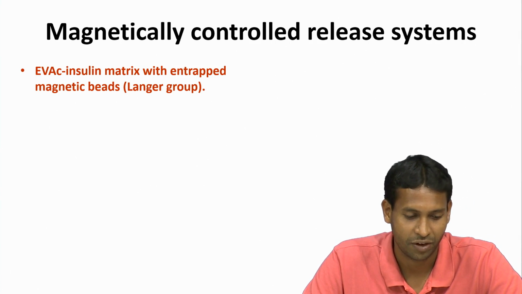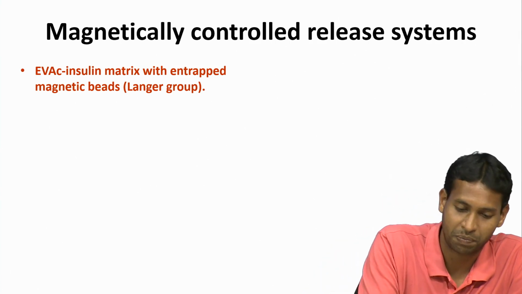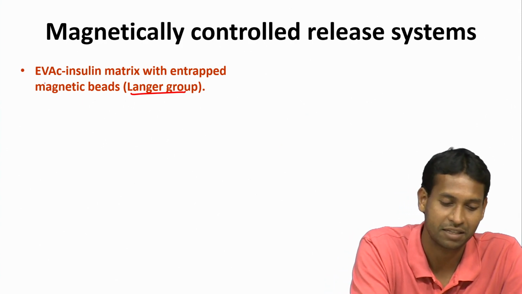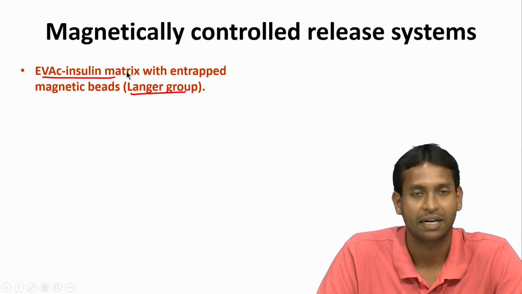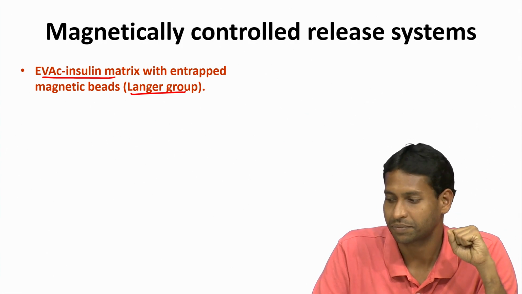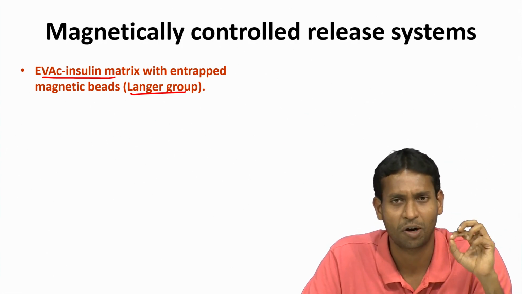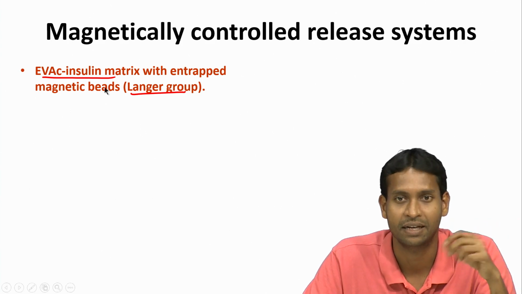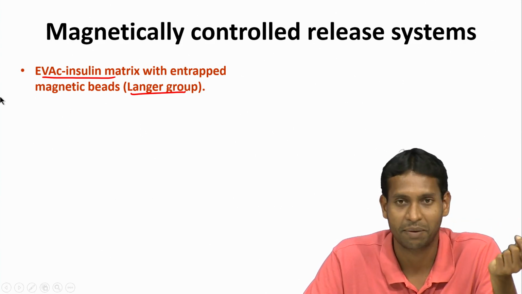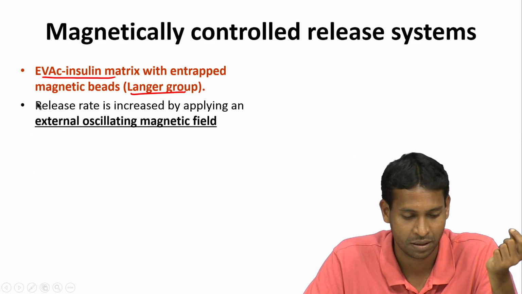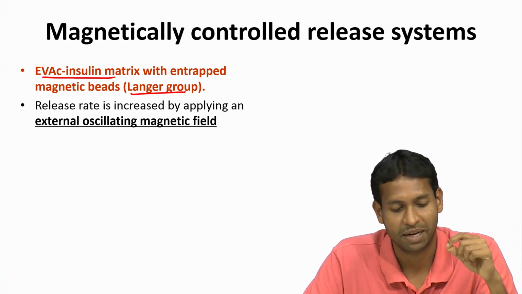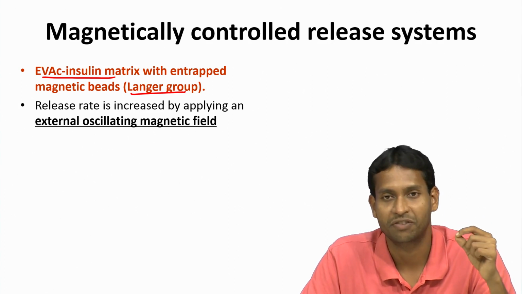One of the examples was developed by the group of Robert Langer in the US. This is an EVAC insulin matrix system that entrapped magnetic beads in it. So, what are magnetic beads? These are small particles that are magnetic in nature, maybe made of iron oxide and other similar magnetic material. What they showed is that the release rate is increased by applying an external oscillating magnetic field.